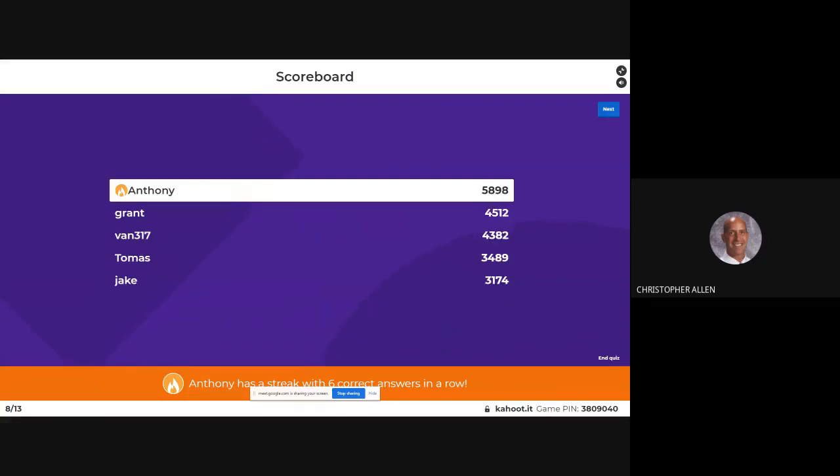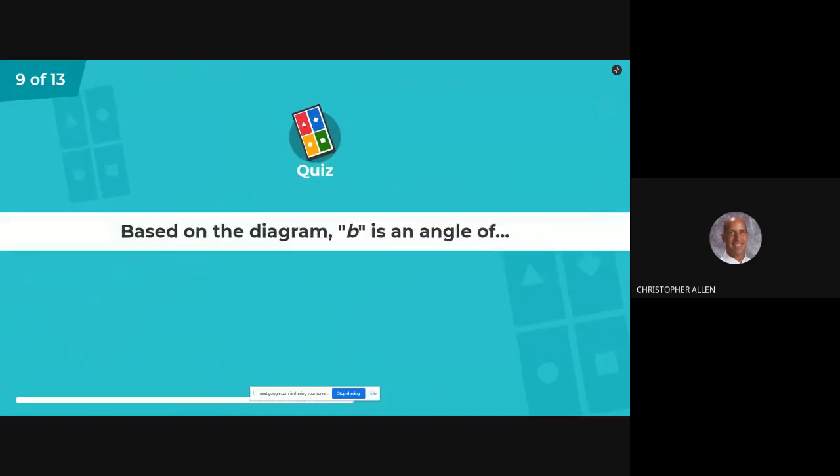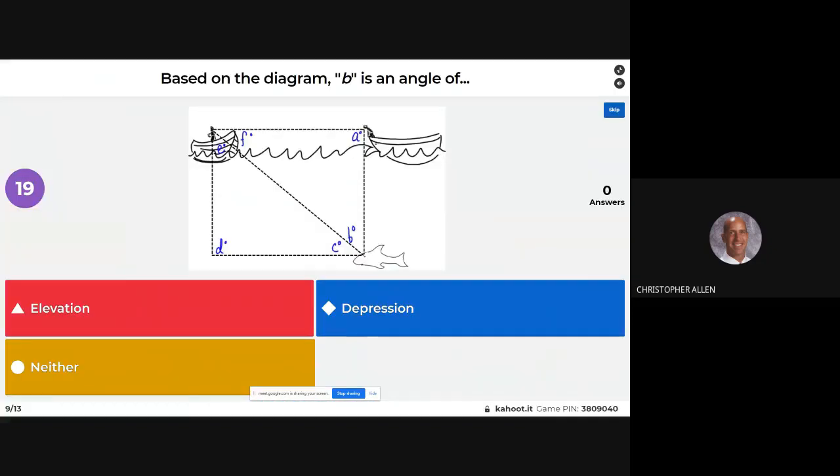Anthony, you are still on fire. Grant, you're in second. Vaughn, you're in third. Based on the diagram, what's angle B? Elevation, depression, or neither?